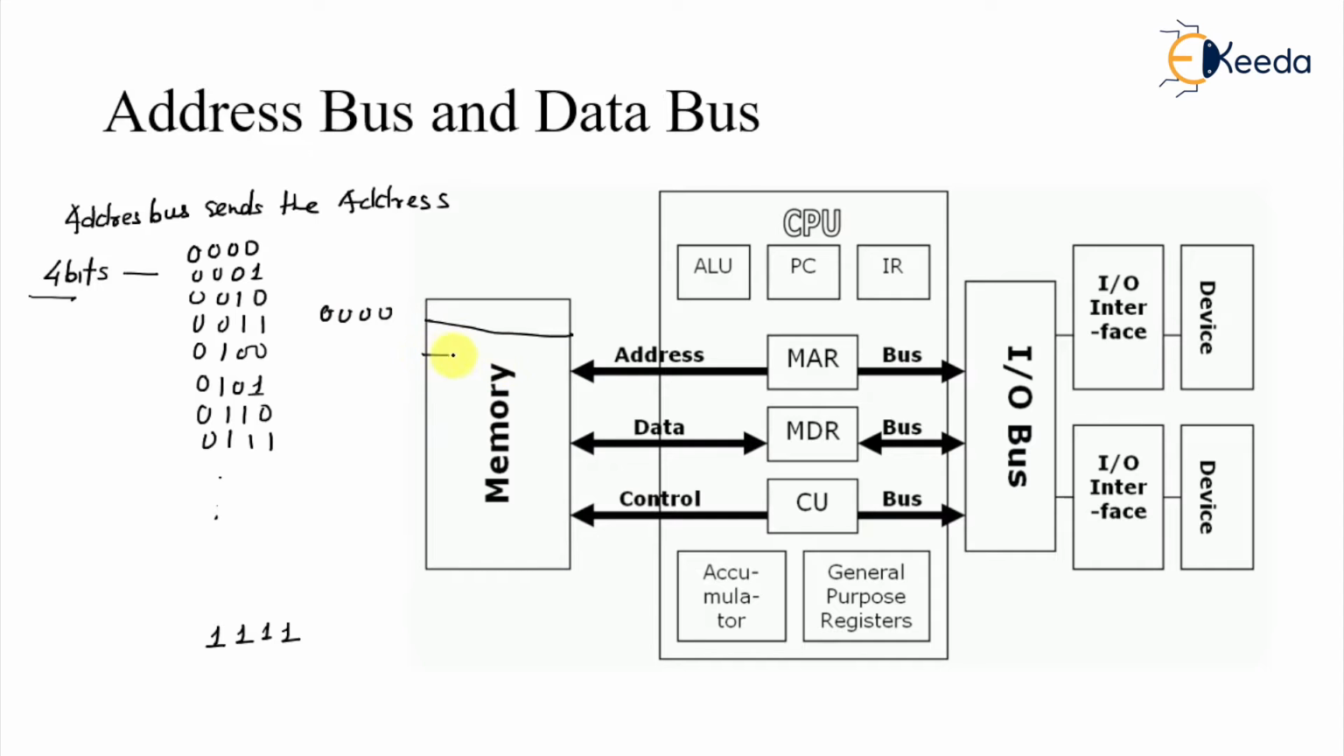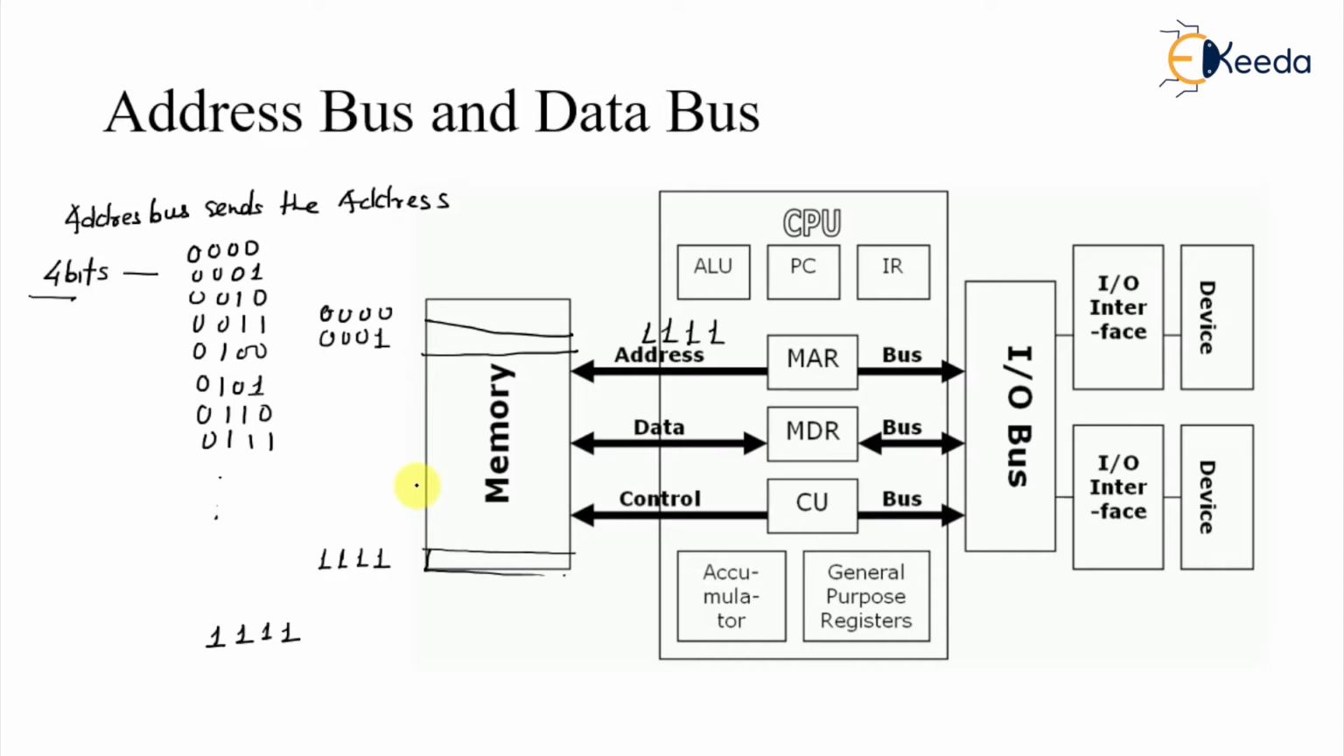The next location of the memory will be 00001, and the last location of the memory will be 1111. So when it sends that address, suppose it is sending 1111, then it will go to this particular location.